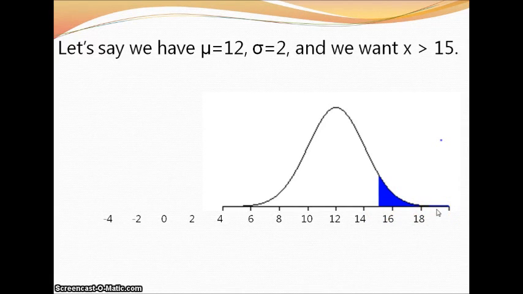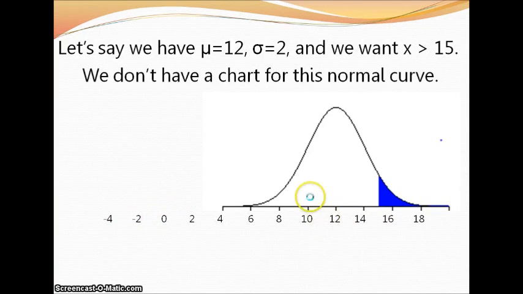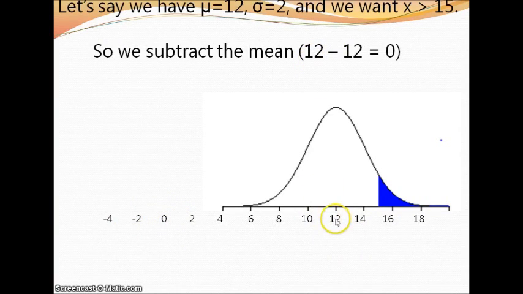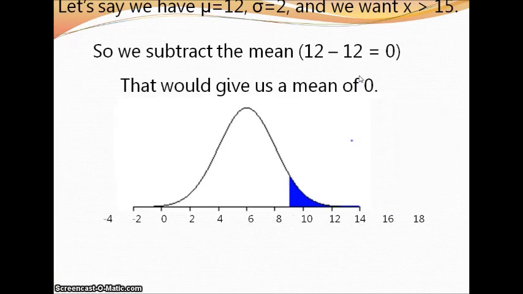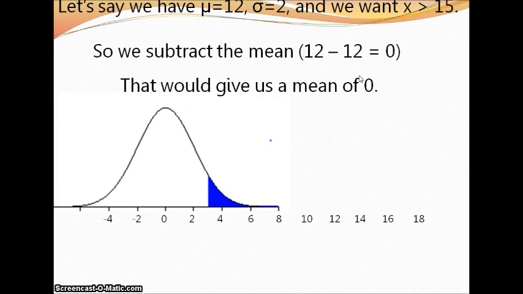Well, I don't see that on the chart. I don't see any way of looking up 15 or having a mean of 12. So what we have to do is transform it. If we think about transforming it by subtraction, we want to get the mean to be 0. Right now the mean is 12. So we can do that by subtracting 12 minus 12. And in doing so, every other point on this curve is going to be subtracted. We're going to subtract 12 from that as well. So when we do that, we're basically just sliding the curve down to 0 by subtracting 12 from everything.